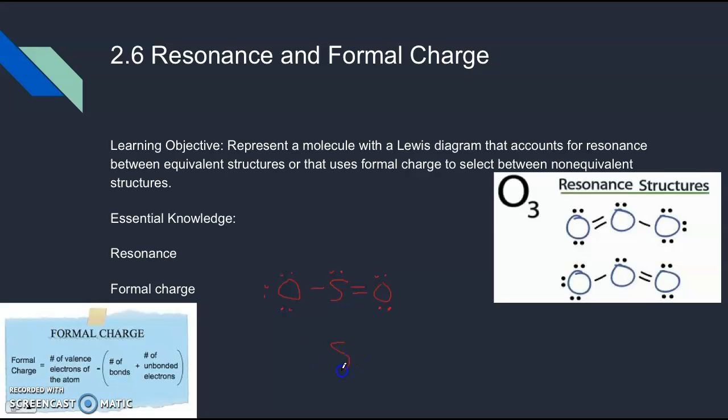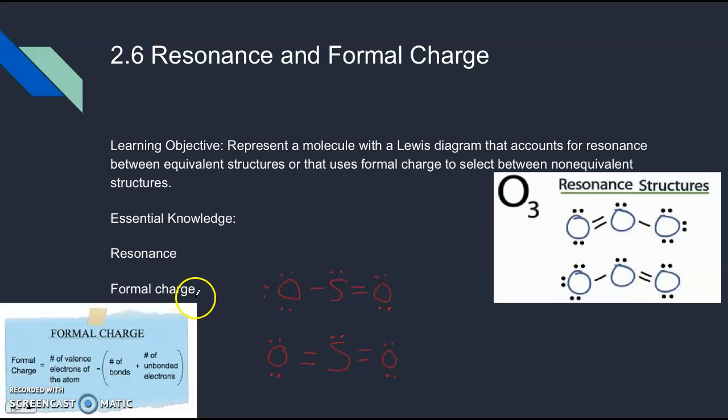Here's another possibility. This is another possible Lewis structure for SO2. All the valence electrons are accounted for. Sulfur can have more than 8 because it's in the 3rd period. So in this case it has 10 valence electrons, but that's okay.